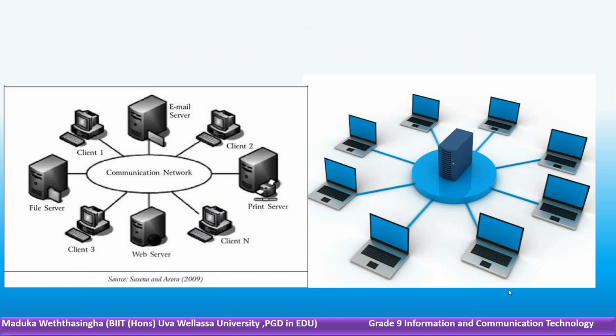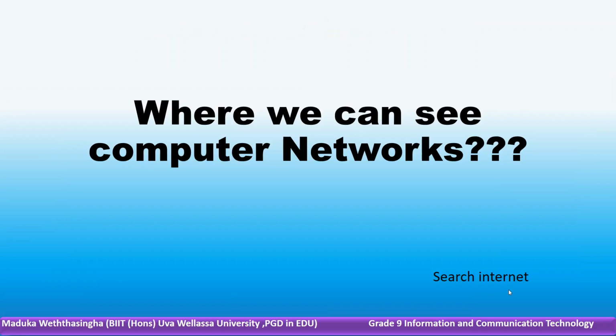See, in this picture, you can see there are different type of devices. Client, printers, web servers, file servers, email servers, all are connected together. So we can say this is simply computer network. This is a simple computer network. Right. So, where we can see computer networks?